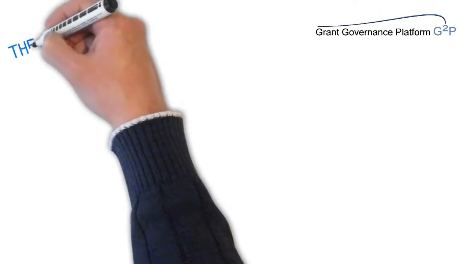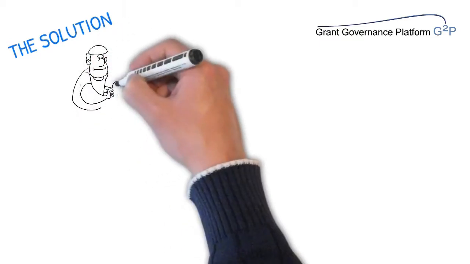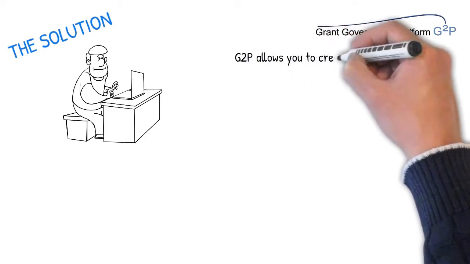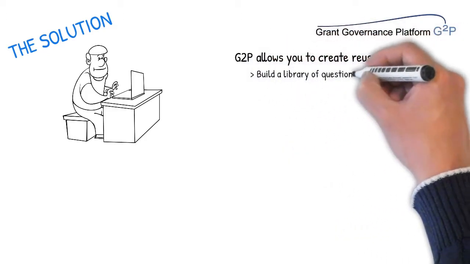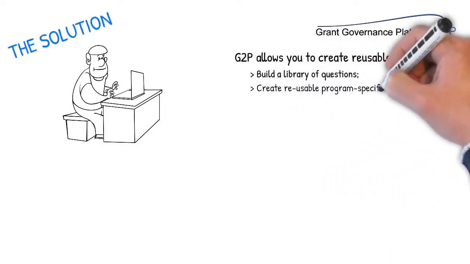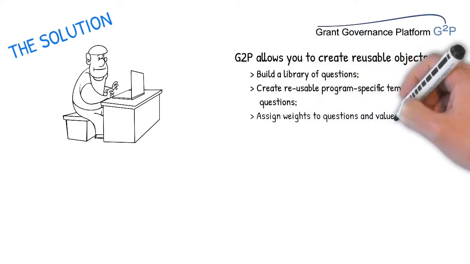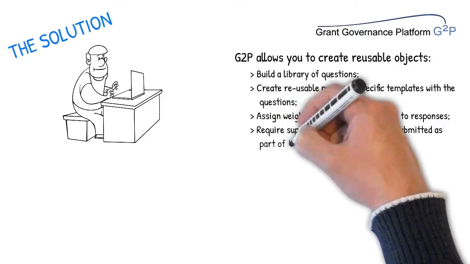So like we all do, Kevin went searching on the web and found Alyx Technologies' Grant Governance Platform, or G2P. G2P will help Kevin create reusable questions and questionnaires. This saves him time and allows him to be consistent when sending other risk assessments for similar grants in the future. G2P automatically sends reminders to his applicants and collects the required supporting documentation.